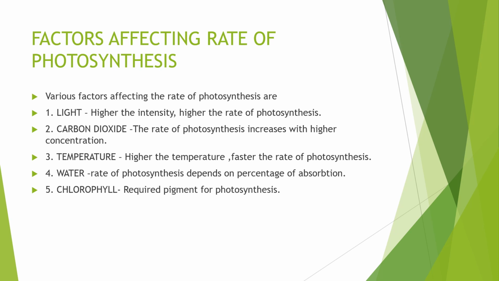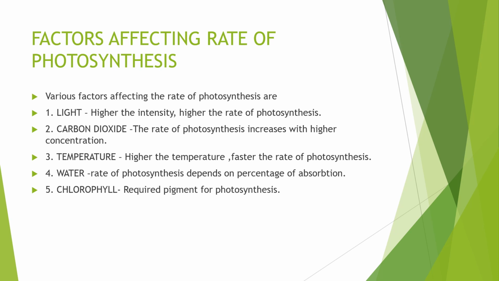Now we will discuss the next factor, that is water. The rate of photosynthesis depends on the percentage of absorption of water. Water is the source of hydrogen atoms in the glucose created by photosynthesis. Both water and carbon dioxide molecules are broken down using energy from the sun and combined into sugar molecules containing carbon, hydrogen and oxygen. Plants absorb only 1% of water for performing the process of photosynthesis.